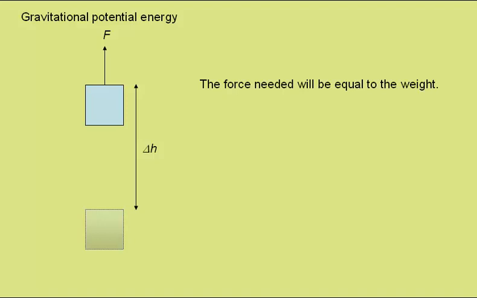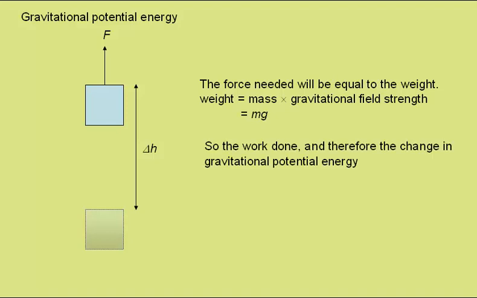to its weight. Now, weight is equal to mass multiplied by gravitational field strength, or mg, and so the work done, and therefore the change in gravitational potential energy, delta EP, is equal to the force, or the weight, mg, times the height change, delta h.